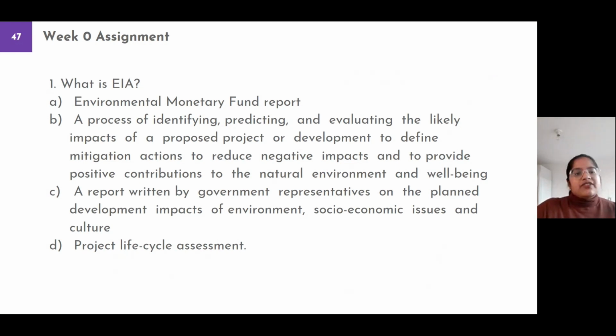So EIA is in fact the process of identifying and predicting the impact of a proposed project or development on the environment and providing mitigation measures such that these negative effects are countered, such that it causes a positive contribution to the environment and well-being of the humans and other biodiversity.